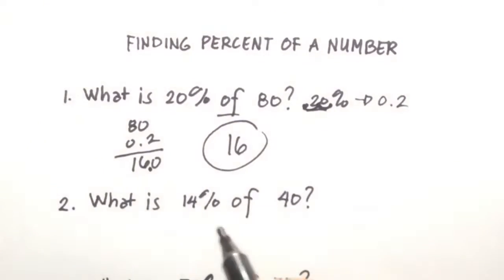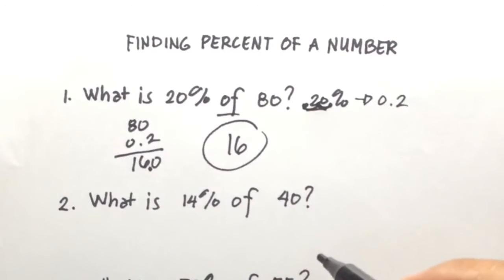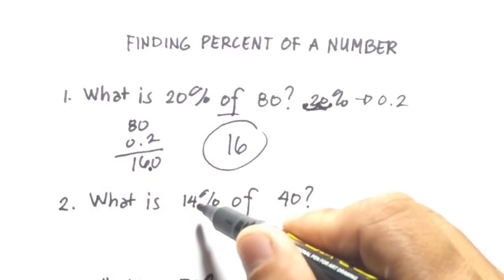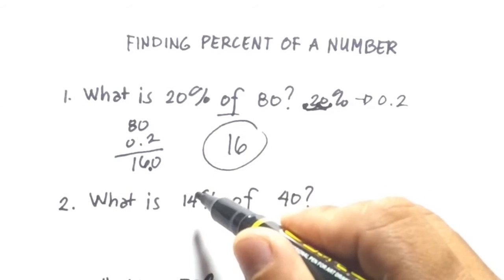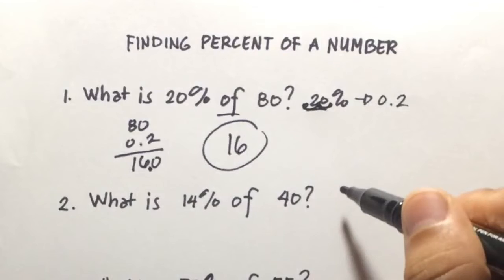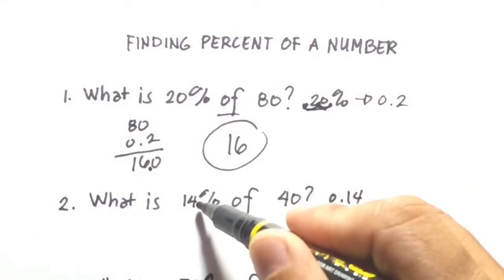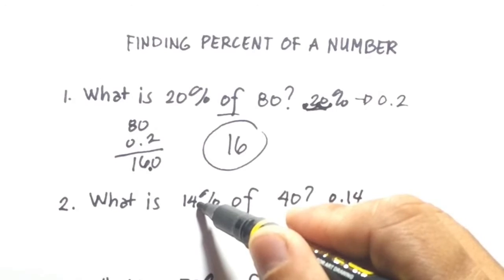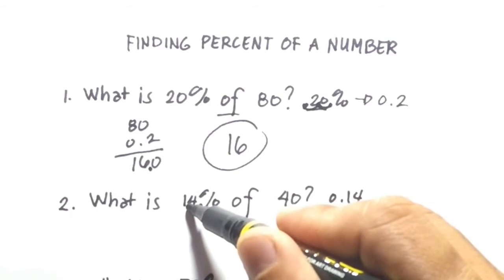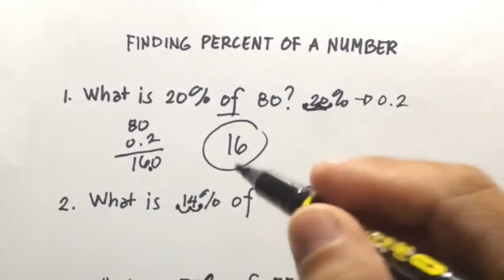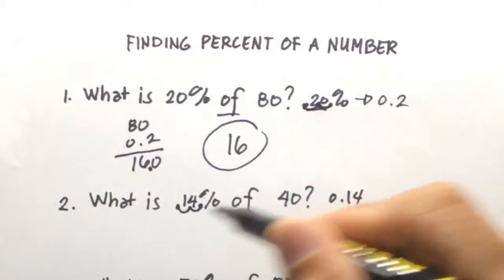And number 2, what is 14% of 40? So the same with number 1, we're going to have 14 as 0.14. So this is the decimal point here, so we're going to move that one 2 places towards the left. So that will become 0.14, then multiply to 40.